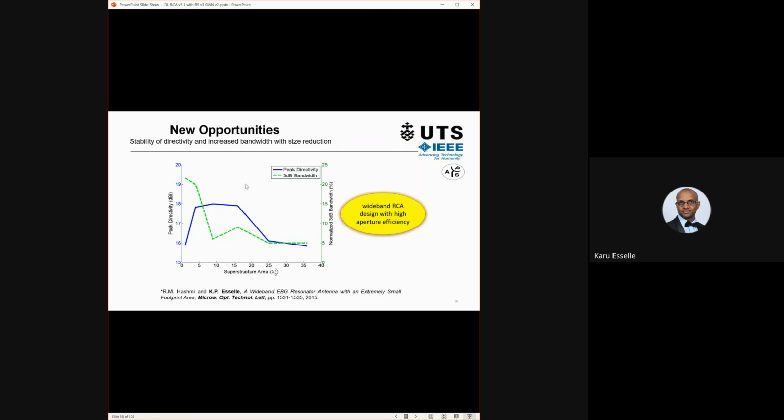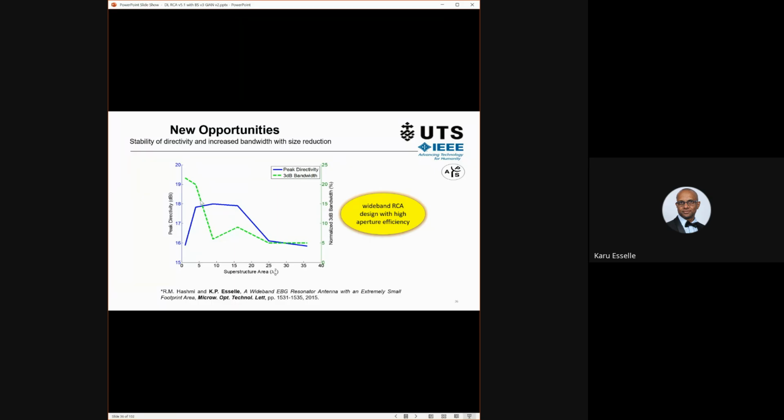But there's another even more convincing reason. Look at the bandwidth. This is the bandwidth scale. Bandwidth graph is the green curve. See what happens when you make it smaller. The bandwidth increases. Right? The bandwidth increases. So here you have a small resonant cavity antenna with the same directivity as bigger ones, but more bandwidth. That is fantastic, isn't it?